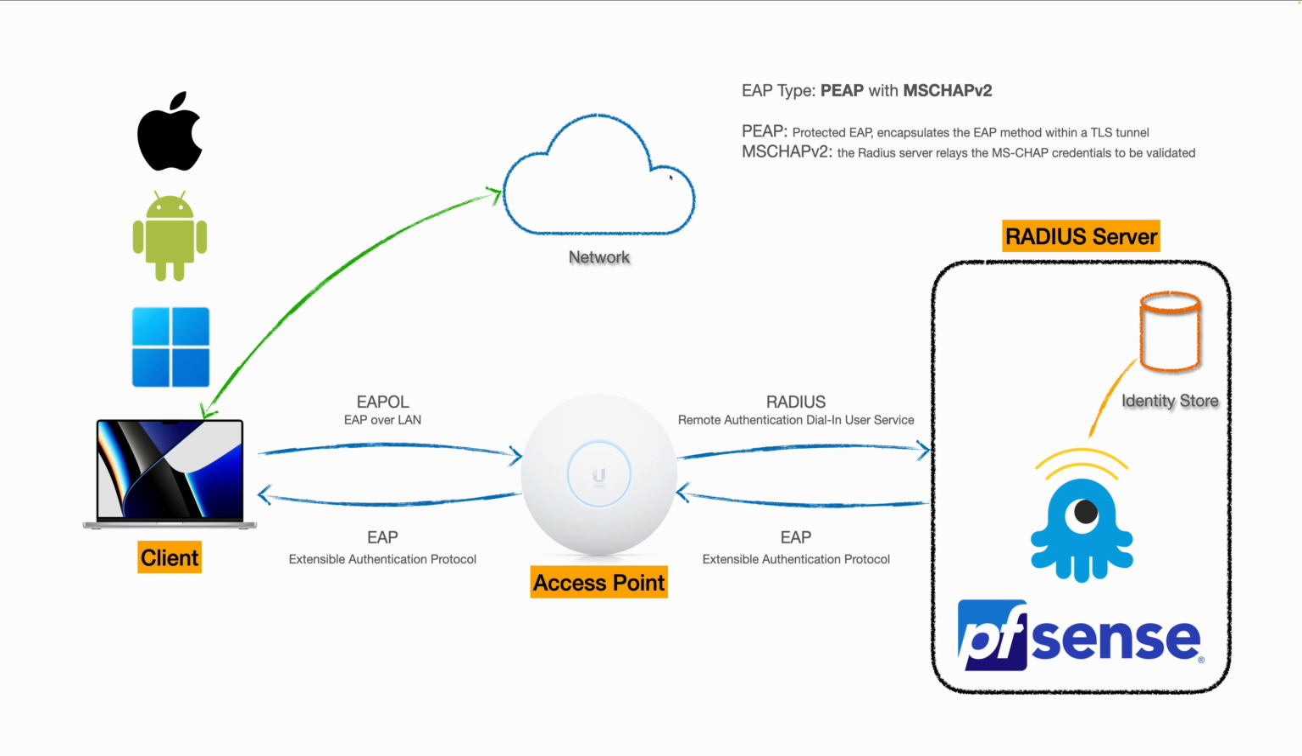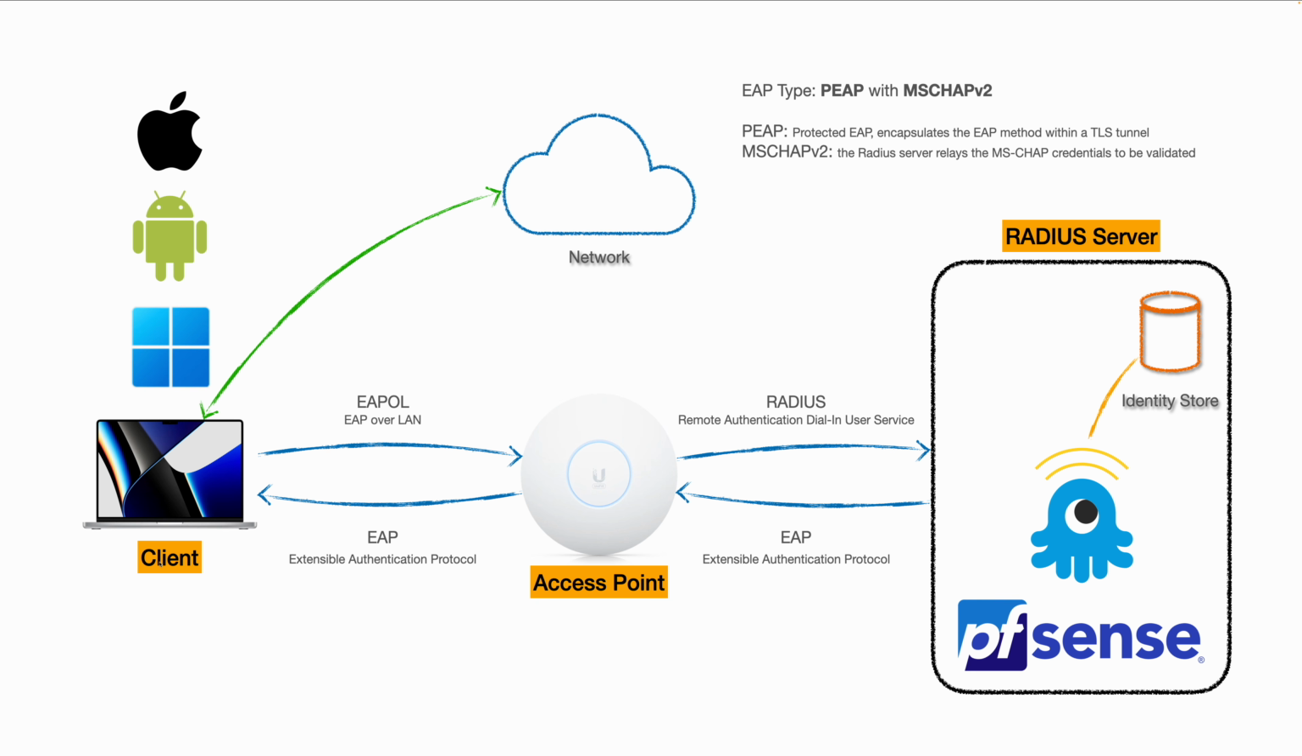I know there are already a lot of acronyms. Here are two more, PEAP and MS-CHAPv2. They are important because they are talked about and used frequently in RADIUS server configurations. PEAP is Protected EAP. It encapsulates the EAP method within a TLS tunnel. And MS-CHAPv2 is Microsoft CHAP credentials relayed by your RADIUS server. In this video, we are going to use PEAP with MS-CHAPv2 for the EAP type.